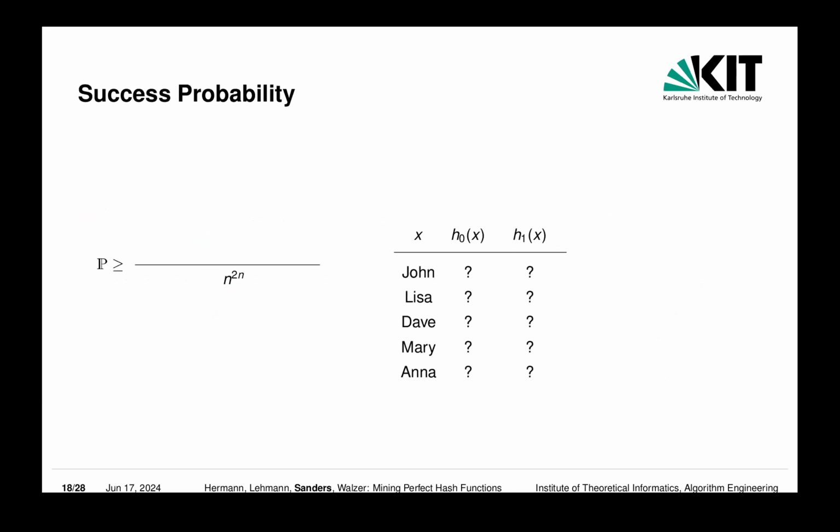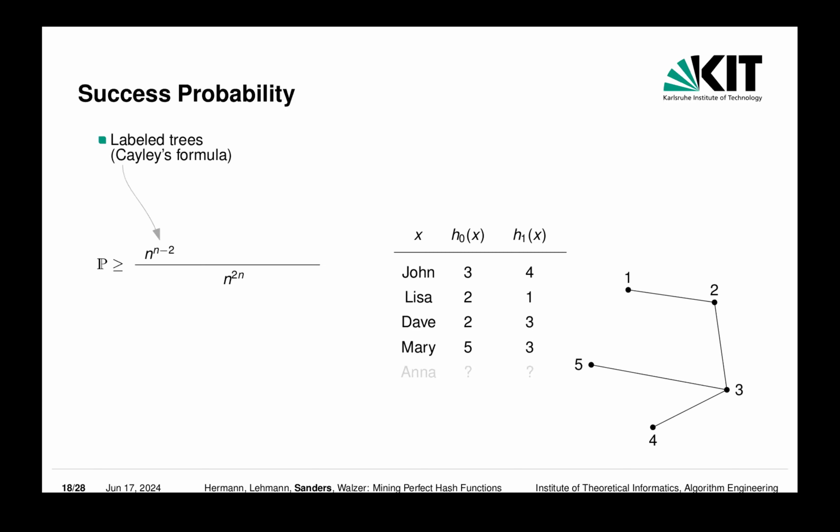So let's think about the success probability if you sample a random graph orientation. The overall number of possibilities is n to the 2n, because for each of the n you can choose 2 values, right? And this formula tells us that there are n to the n minus 2 labeled trees with n nodes. So we can choose any of the labeled trees for our n minus 1 edges. We just pick the first n minus 1 edges, and for now we leave out the last one.